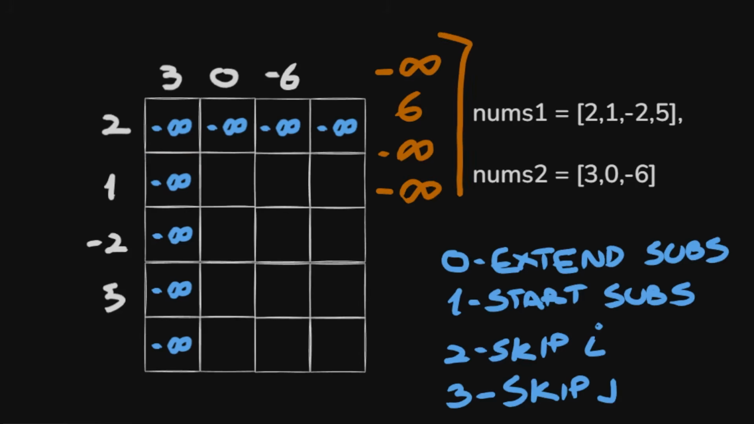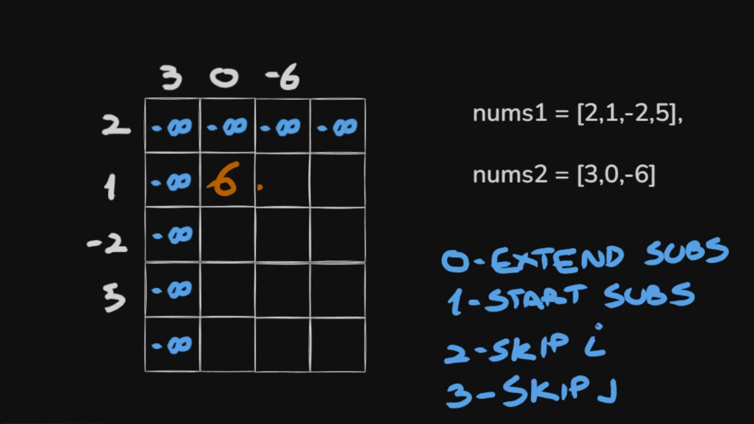And the maximum number among these 4 scenarios is 6, so here we put a 6. This means that the maximum dot product at this point is 6. If we do the same in these two cells, we get 6 and 6, so next we are here.